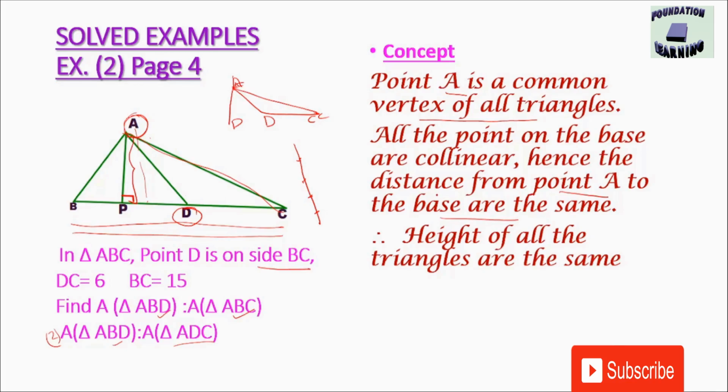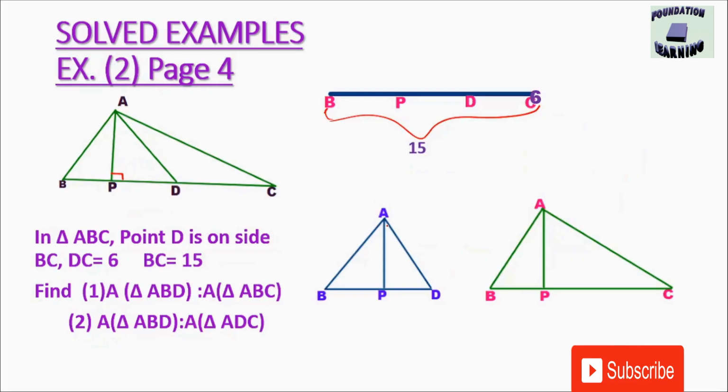So, all the points on the base are collinear. Hence, the distance from point A to the base is the same for all the triangles. This is the concept you need to understand: when there is a common vertex and a triangle is formed with a base which is collinear, then the height will be the same. So height of all the triangles is the same. Now let's try to solve the sum.